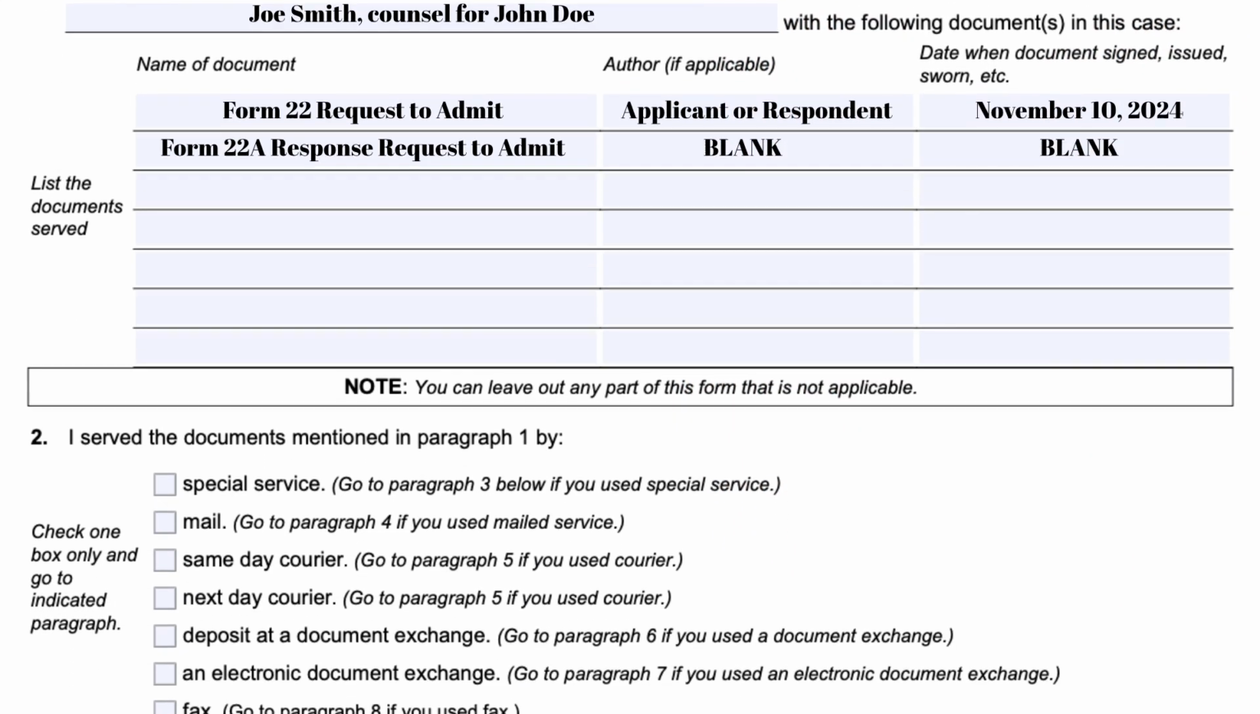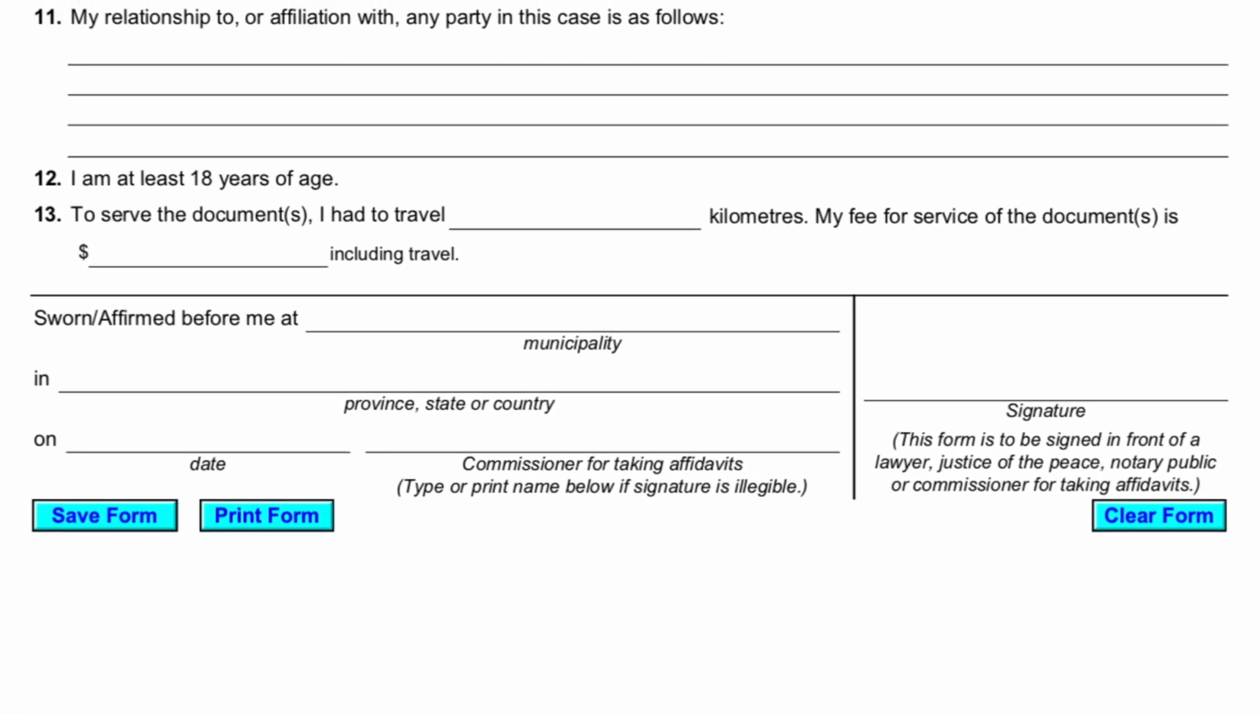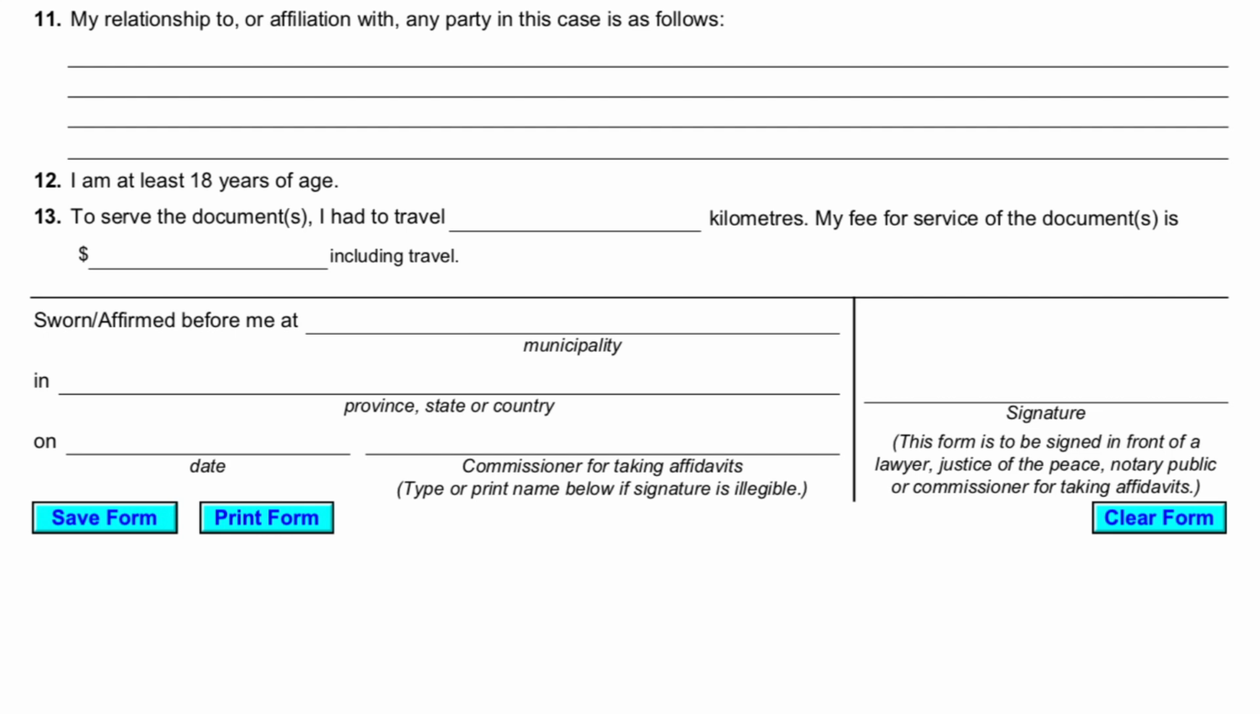Now go to number 2 and tick Email. You can strike out paragraphs 3, 4, 5, 6, 7, 8, 10, and 13. For number 11, fill in your relationship. I am the respondent, or applicant. The document must then be sworn in front of a commissioner.